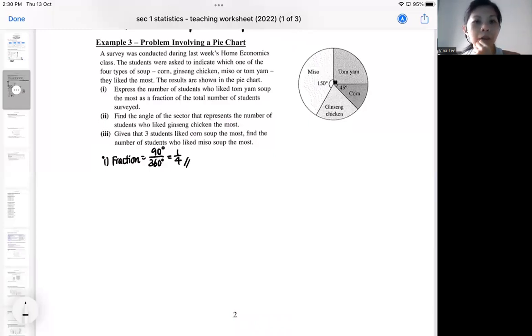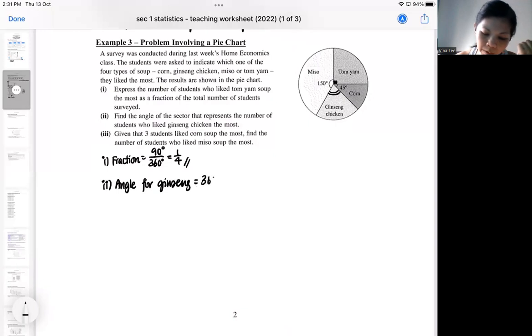Okay, and what is the angle representing the ginseng chicken? The angle can be found by using the idea of angles at a point. This angle is quite easily found. So the angle for the ginseng soup, we use angles at a point to subtract.